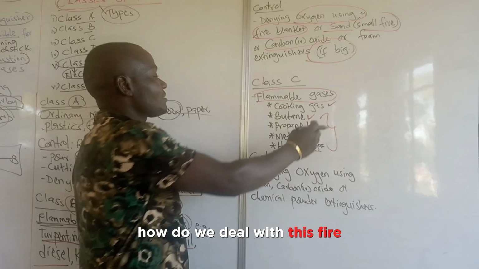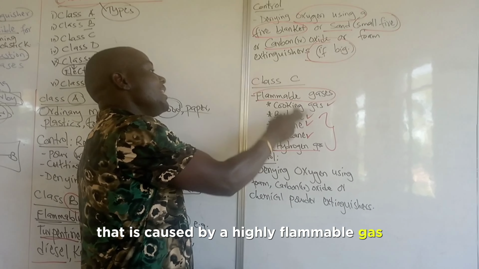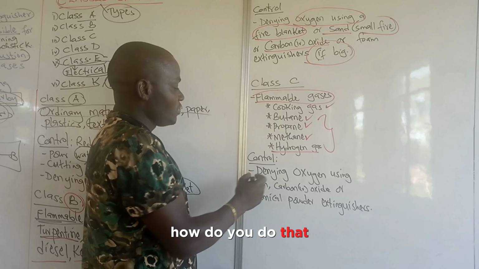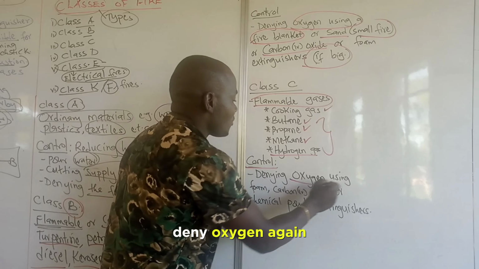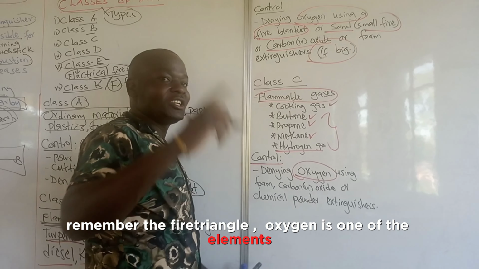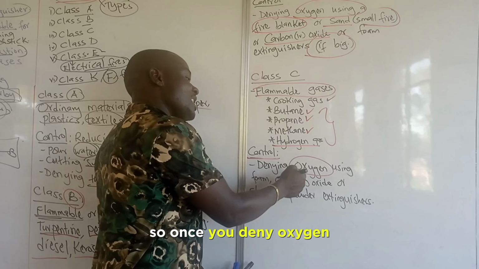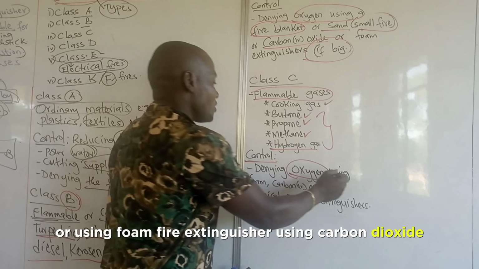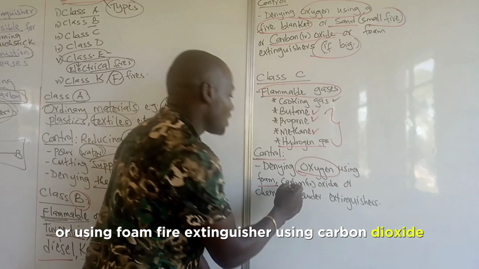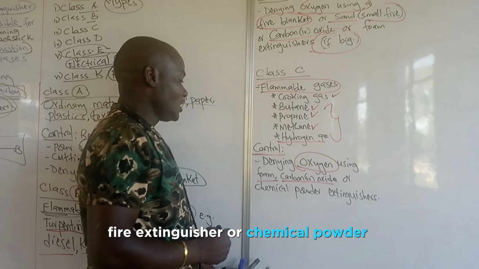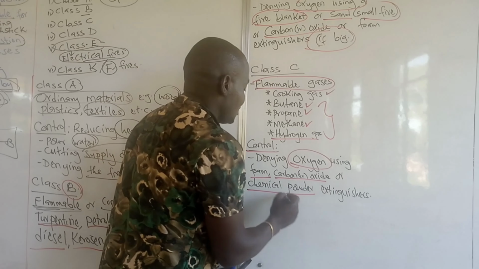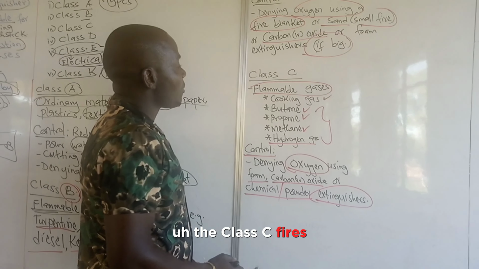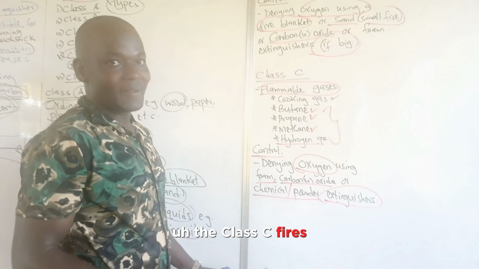How do we deal with this fire that is caused by a highly flammable gas like cooking gas, butane, propane, methane, and hydrogen? Control measure: denying oxygen again. Remember the fire triangle, oxygen is one of the elements. So once you deny oxygen, you are in the process of putting out that fire. Or using a foam fire extinguisher, a carbon dioxide fire extinguisher, or a chemical powder fire extinguisher. This one will deal with class C fires.